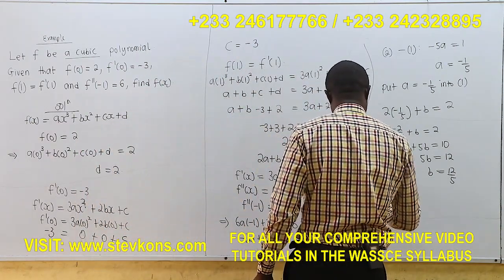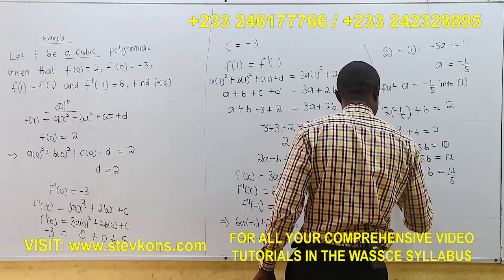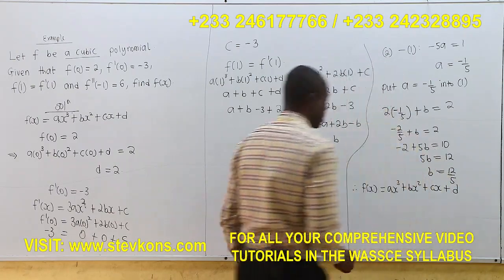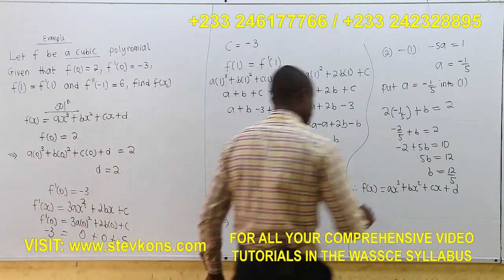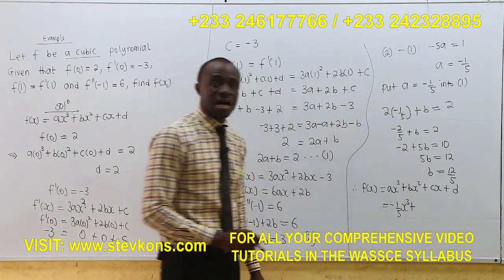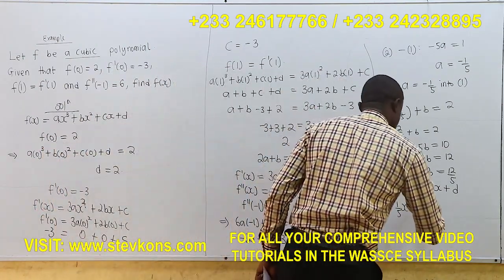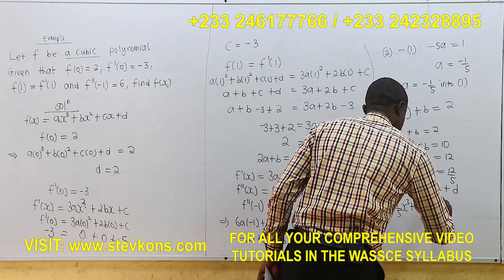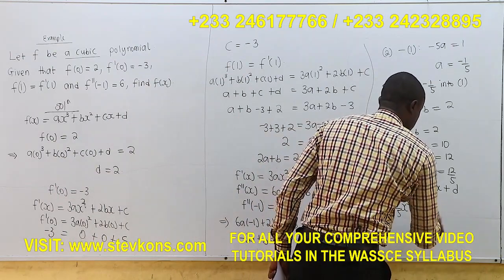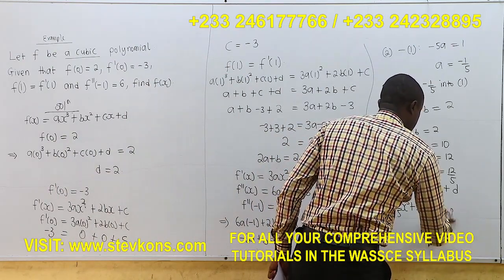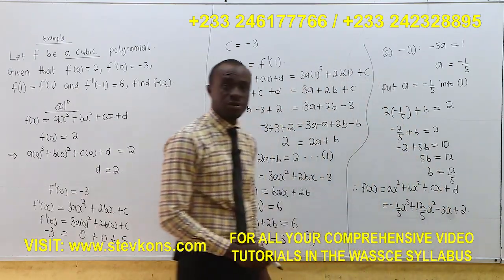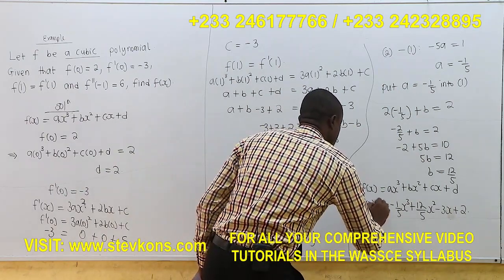Hence, we are being told to find our f of x. Now, our f of x is ax cubed plus bx squared plus cx plus d. Our a is negative 1 over 5, so you have negative 1 over 5 x to the power 3. And what is b? Our b is 12 over 5 x squared. What is our c? Our c is negative 3, so in place of the c, that's negative 3x. What is our d? Our d is 2. So this is our f of x.